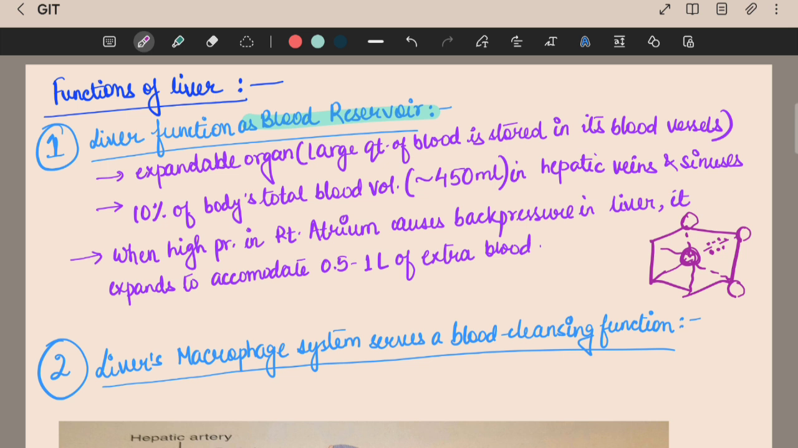Now talking about the liver functioning as a blood reservoir. The liver is an expandable organ. Okay, and also remember that the liver has the capacity to regenerate. If you ask why it is an expandable organ, it is because a large quantity of blood can be stored inside the blood vessels.